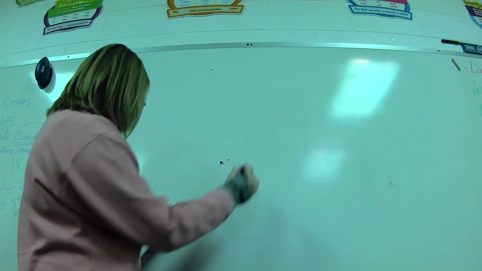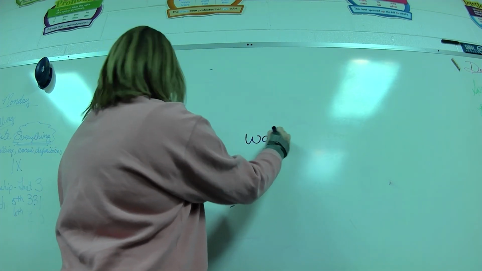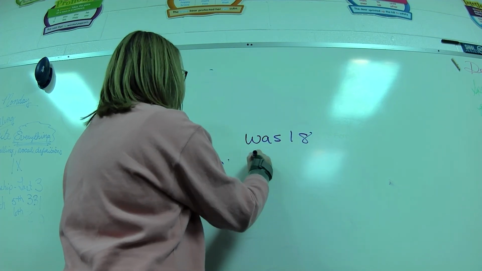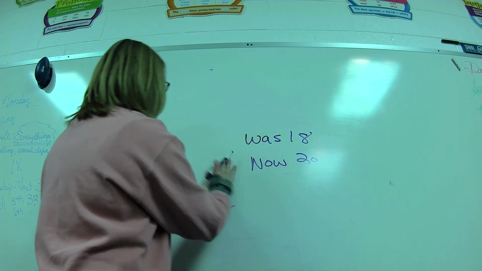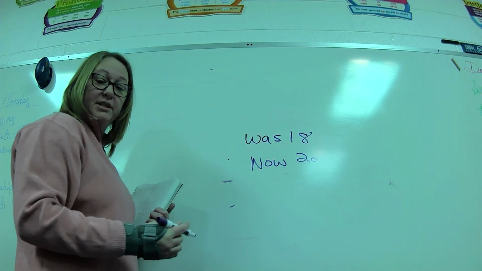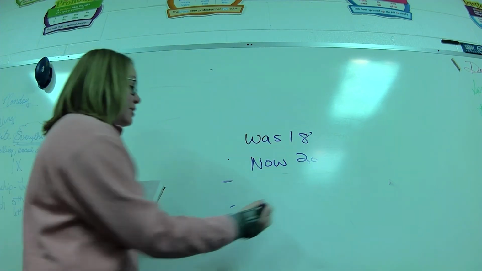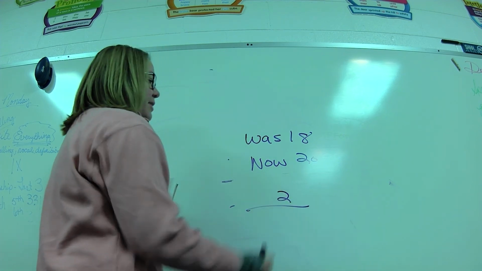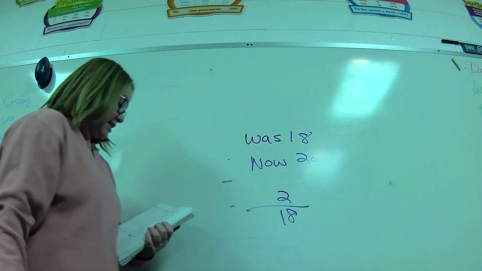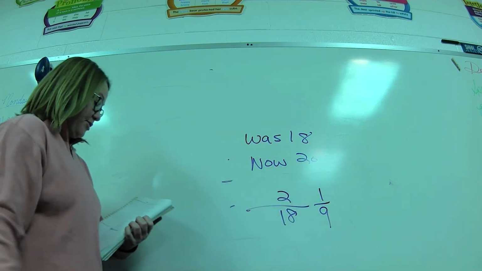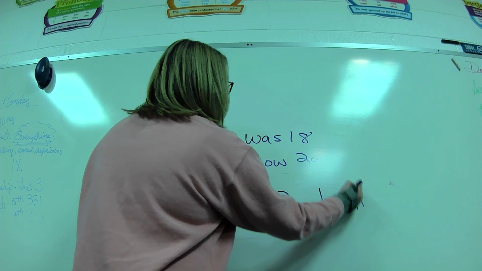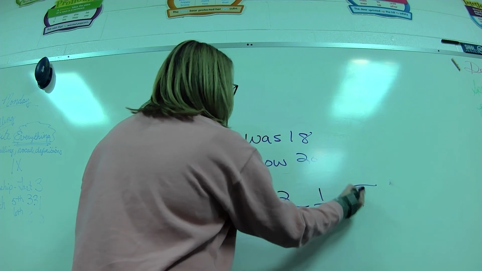All right, we have was 18, now it is 20. So we do again the difference. What's the difference between 18 and 20? 2. Put it over the original, 18. That can be reduced to 1/9. 1/9, to figure that out, I could do 1 divided by 9, just so you can see how it's done.